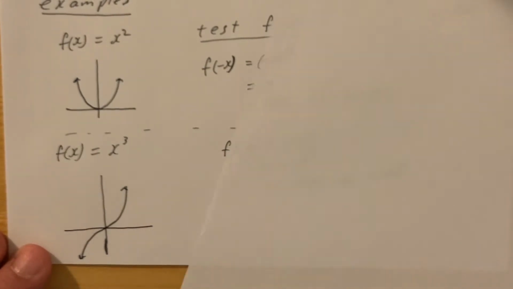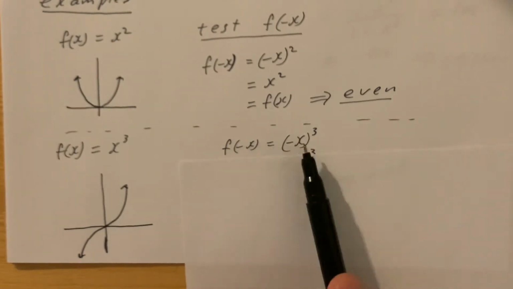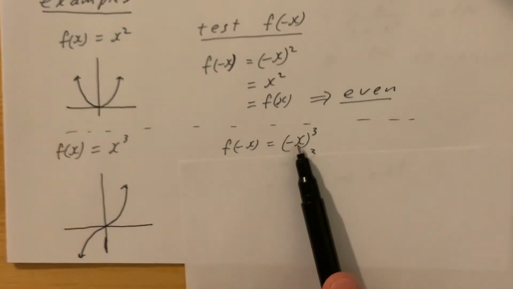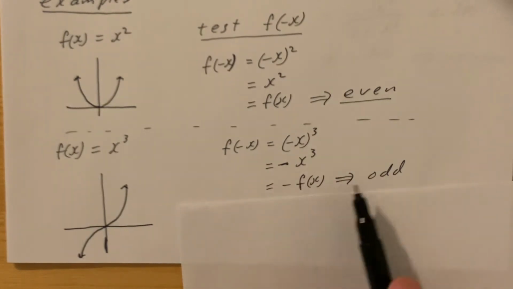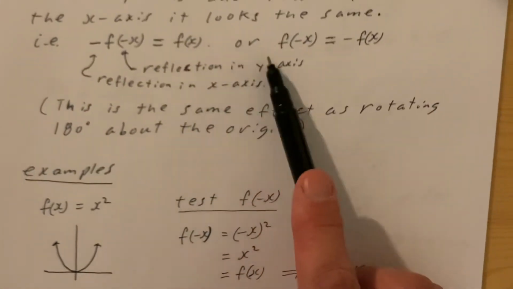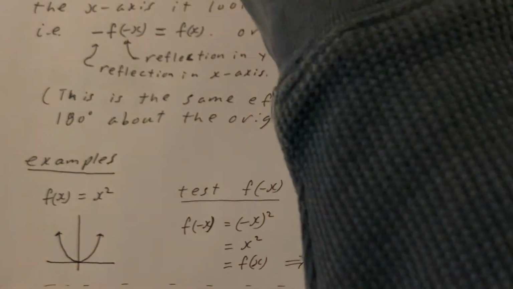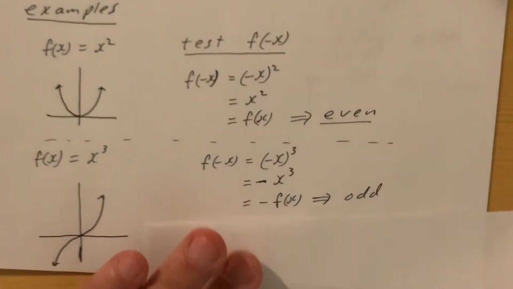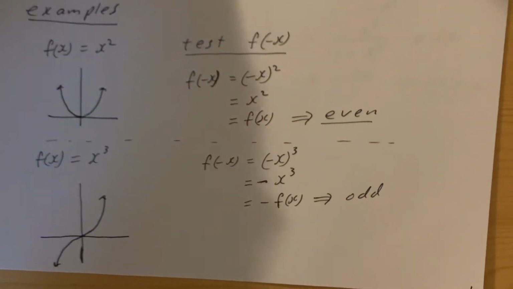Okay, and we're going to do the test thing again. So we test f of negative x. We put negative x in for x cubed. You cube that, and whenever you cube a negative, you get a negative. So that gives us negative f of x, and that implies we have an odd function based on our definition of odd. f of negative x equals negative f of x. Okay. So that's some basics for even and odd. We'll do a couple more here.